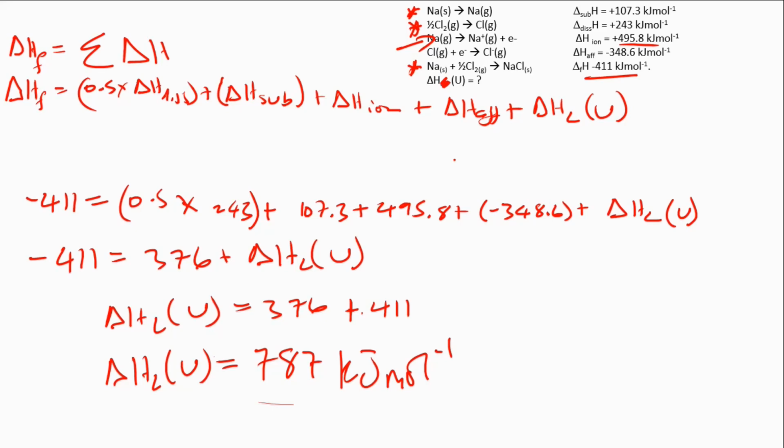And that is how we construct a Born-Haber cycle for sodium chloride and also make use of this Born-Haber cycle in calculating the lattice energy. Now, you could be asked to calculate any of the missing energy values, but in this case, we chose to calculate the lattice energy. Okay, guys, just review that one and follow the steps, and you will be fine.